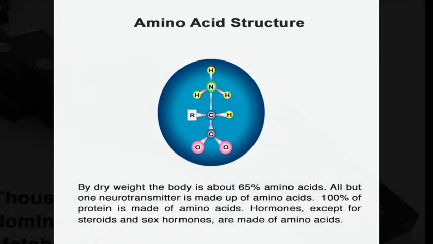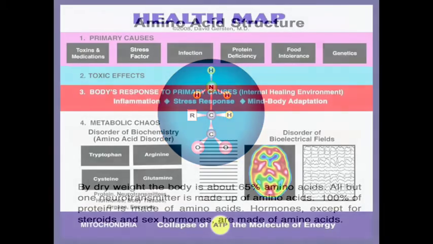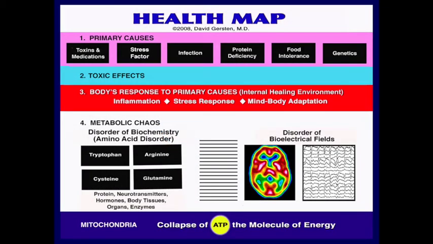Because the body by dry weight is about 65% amino acids, most of those metabolic abnormalities are disturbances of amino acid chemistry. On the right side of level 4, you'll see disturbances of bioelectrical fields. I believe these fields are intimately entwined with biochemistry. After working with people with chronic illness for 30+ years, I knew that the simple domino model was not sufficient to explain the complex cascade of events that leads to chronic illness.